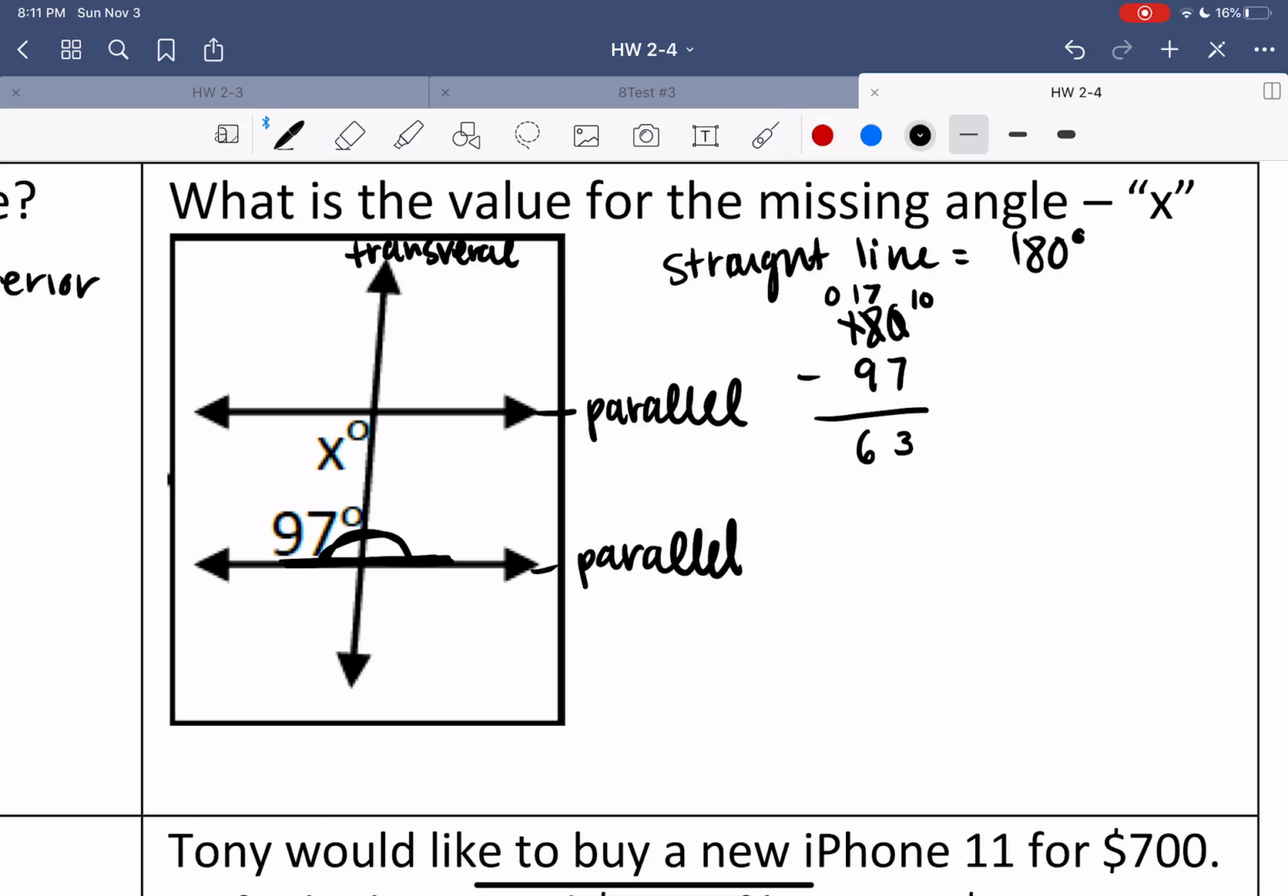Wait, sorry. My bad. 83. And then from there, so we have 83, and we know vertical angles are congruent, so we have 97 and 83. So we've completed this box. So if we were to take this box and move it up here, we would have the same 4 angles here for that.